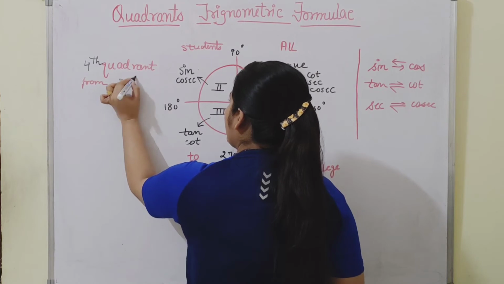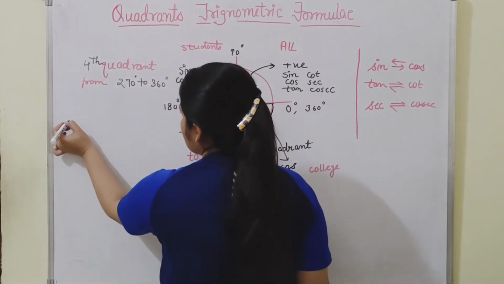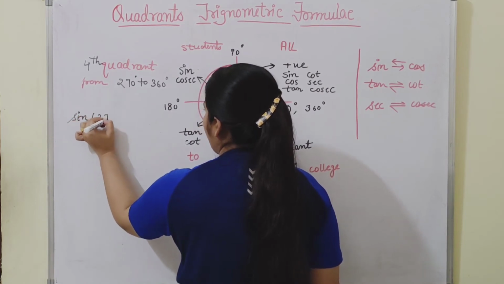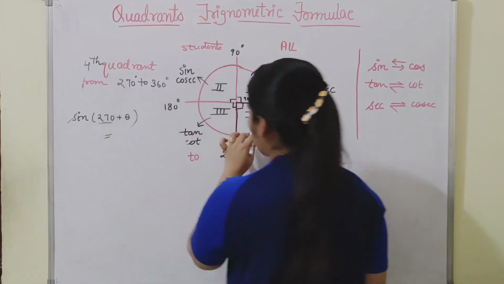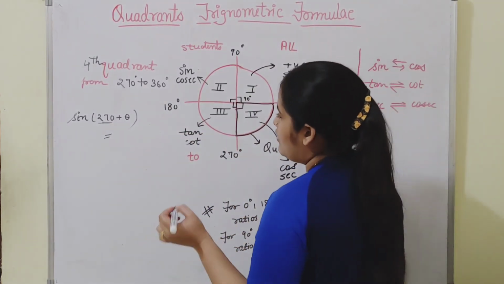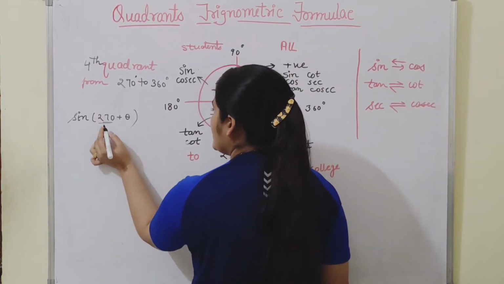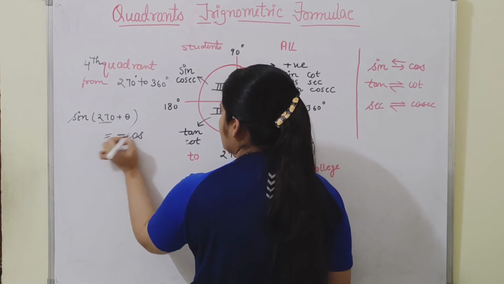Now let's talk about the fourth quadrant, 270 degree to 360 degree. Sine 270 plus theta. 270 is being there. This value lies in the fourth quadrant. In the fourth quadrant, only cos and sec have a positive value. So sine 270 plus theta is changed into cos, and the value is minus cos theta.